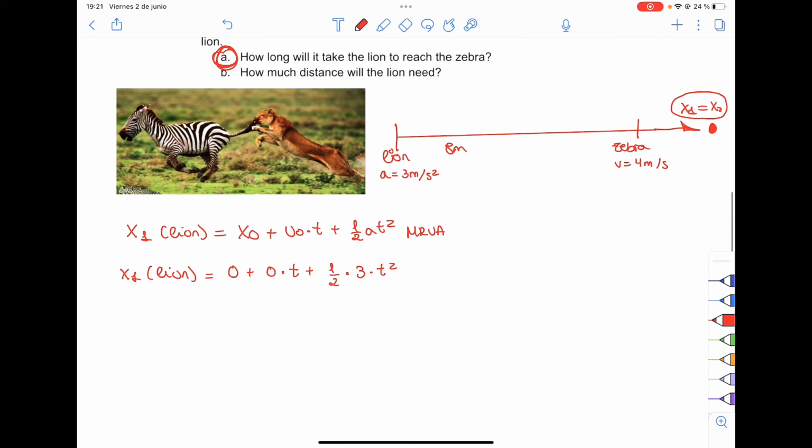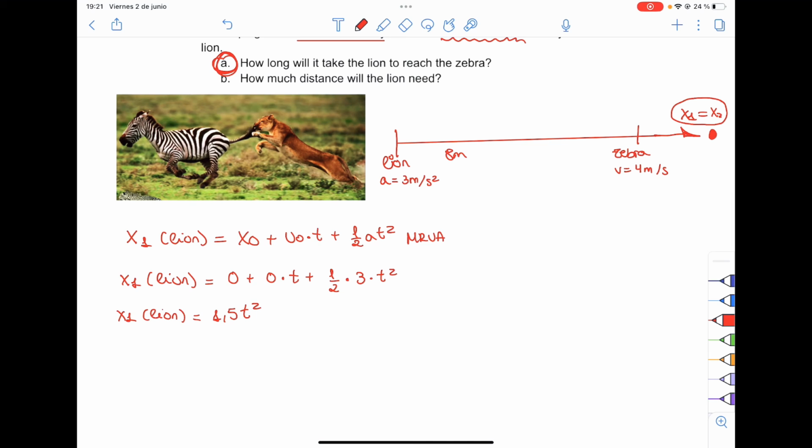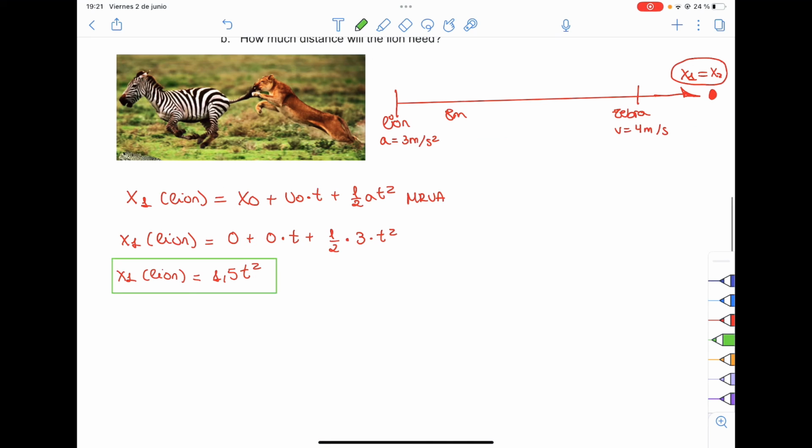Okay, I can simplify this formula a little bit more. I'm not going to put the zeros again. 0 times time is going to be 0, so I'm not going to put it again. 1/2 times 3 is going to be 1.5 t squared, and then I cannot do anything more because I don't know how much is the time, so I'm going to leave this formula like that.